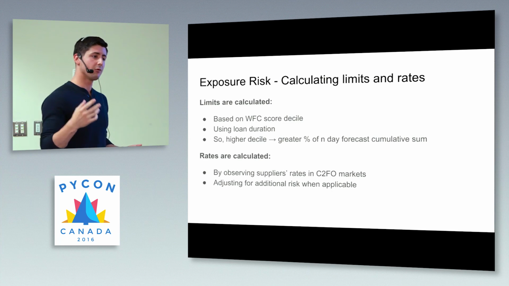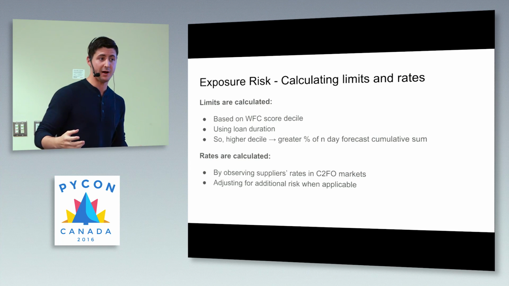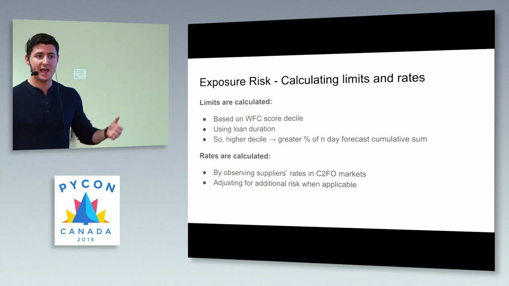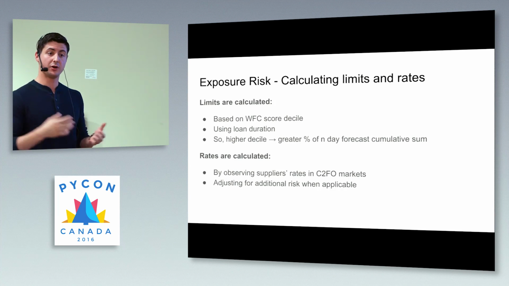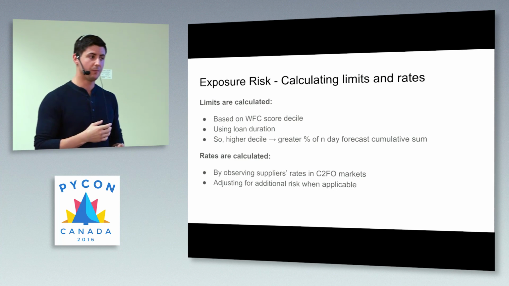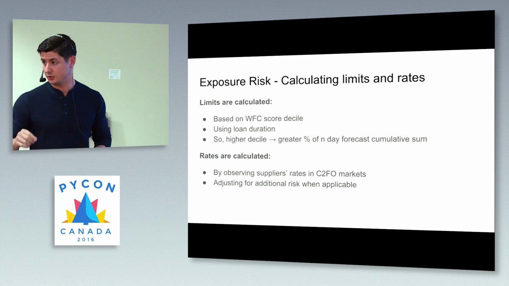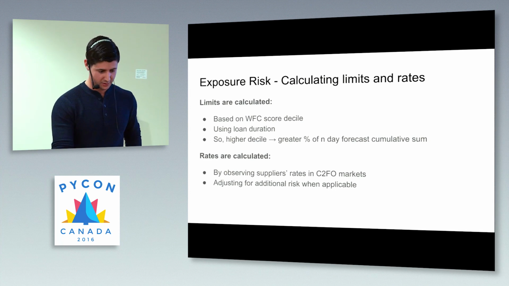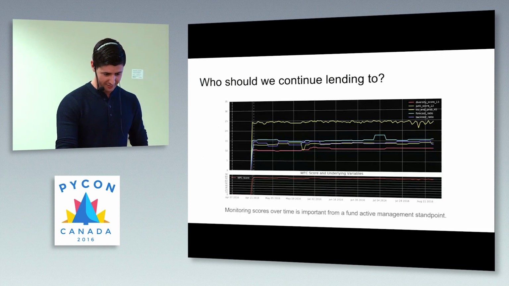So it's pretty simple. If my forecasts are any good and I know how much they're going to be getting paid from these buyers over the next 90 days, and they have a very high WFC score, then I'm willing to lend them a greater amount, right? So if they have a very low WFC score, then I'm only willing to give them a very small amount.